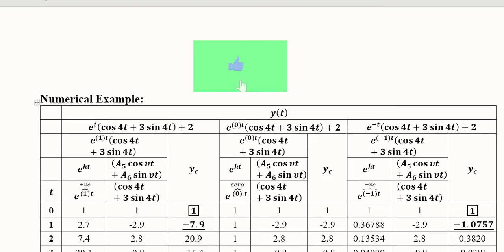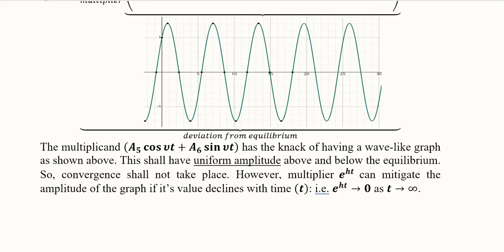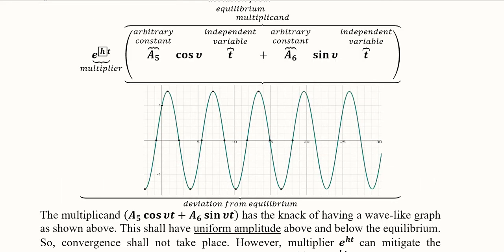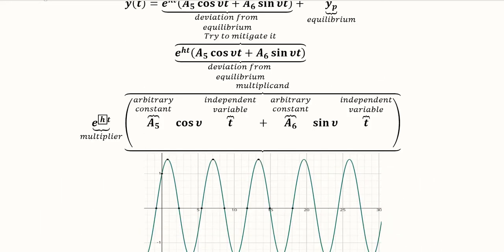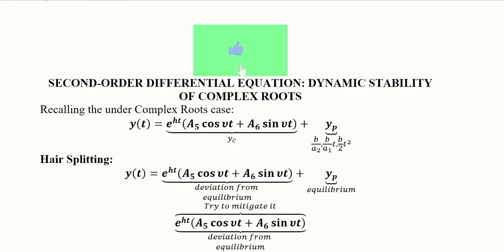With the help of this numerical example, we understood this, and this was the understanding of this wave-like motion, which is a consequence of trigonometric functions in the complementary function. And this is the final case of the dynamic stability of the complex root case in the second order differential equation.